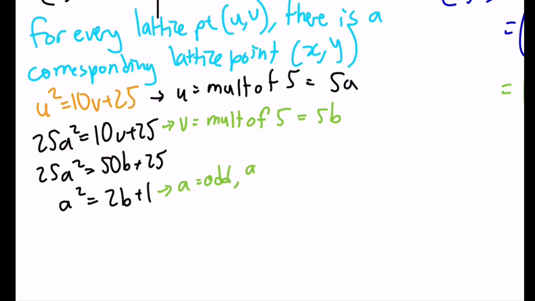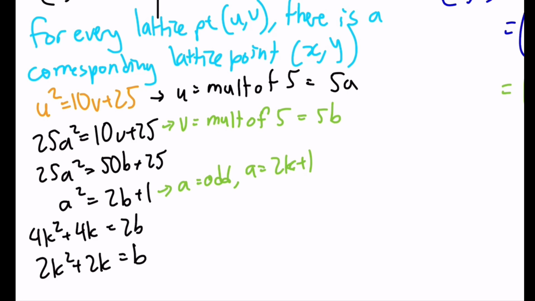So let's call a 2k plus 1. If a is 2k plus 1, then (2k plus 1) squared is going to be 2b plus 1. So 4k squared plus 4k plus 1 equals 2b plus 1. If we take out the plus 1, then 4k squared plus 4k equals 2b. And if we divide by 2, that means that 2k squared plus 2k equals b. This means that b is even.